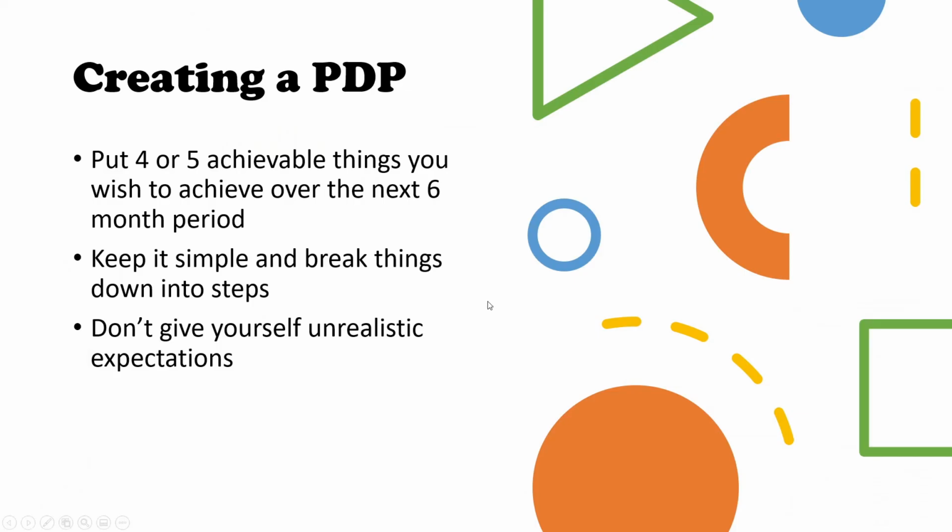So when creating a PDP, a professional development plan, you will want to put 4 or 5 achievable things that you wish to achieve over the next 6-month period. Try to keep it simple and break things down into steps. Don't give yourself unrealistic expectations, but do try and stretch yourself so that you're trying to do things which will help progress your learning and your career.